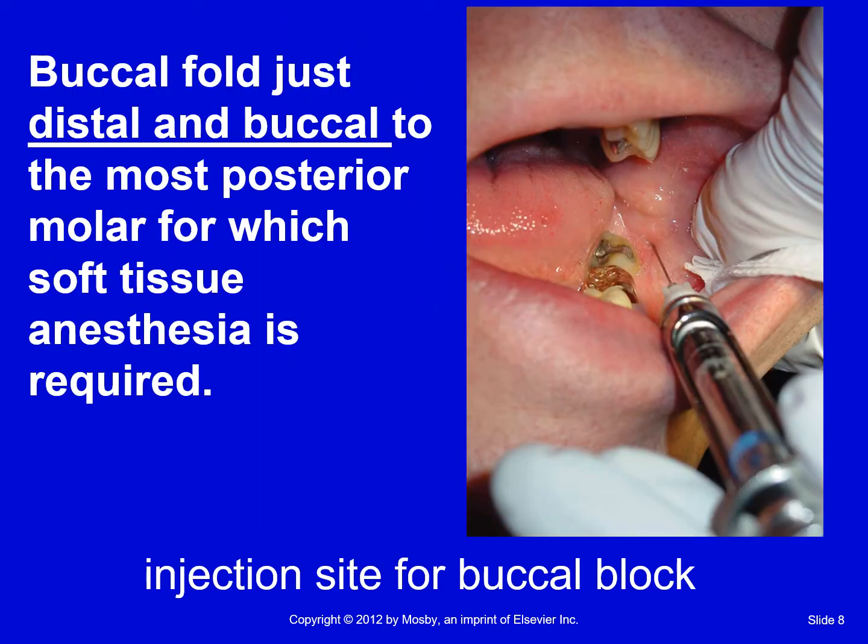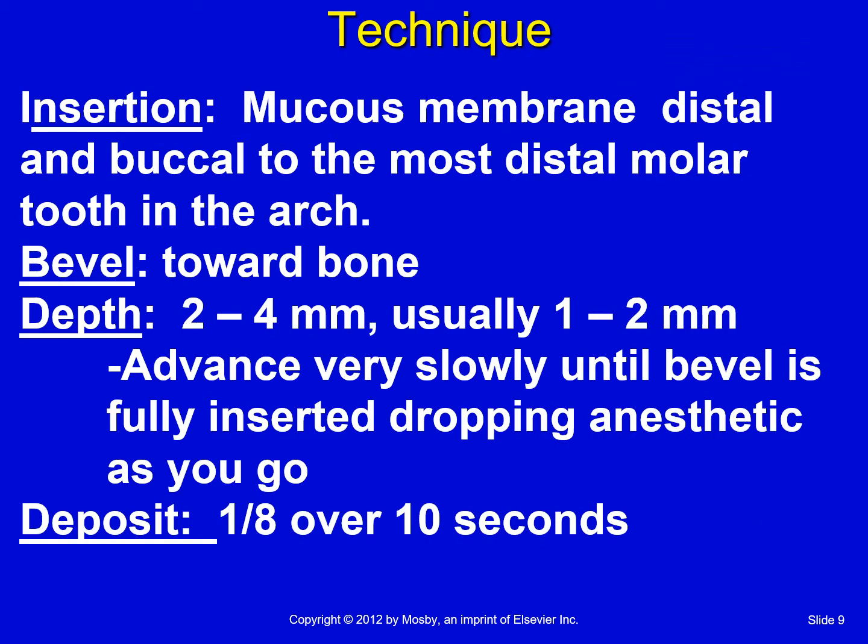So we want to direct the needle into the buccal fold. It's always distal and buccal. Those are the two words that we always remember when we're talking about the buccal injection. It's distal, you go behind that last molar, and it's buccal. So it comes out buccally a little bit from those molars, and then you just go straight back. So the bevel is always toward the bone.